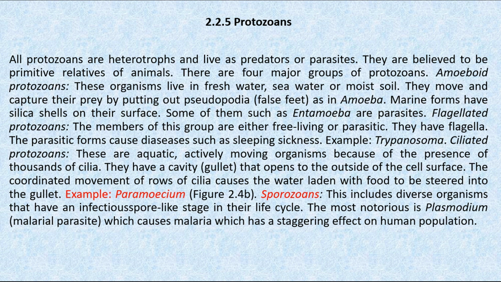They have a cavity, the gullet, that opens to the outside of the cell surface. The coordinated movement of rows of cilia causes the water laden with food to be steered into the gullet. Example, Paramecium. Sporozoans: this includes diverse organisms that have an infectious spore-like stage in their life cycle. The most notorious is Plasmodium, the malarial parasite, which causes malaria, which has a staggering effect on the human population.